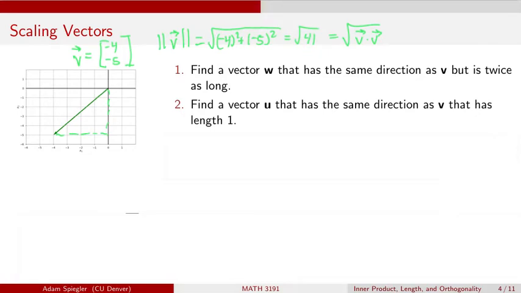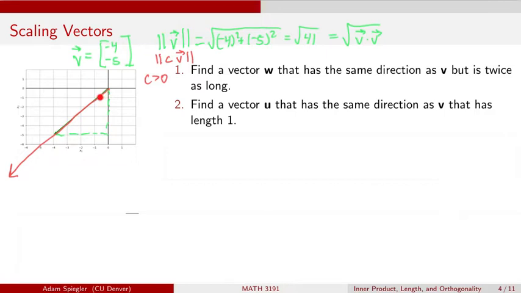Question 1 is asking us, let's find some vector w that has the same direction as v, but is twice as long. So we've got some vector which has the same direction, but is double the length. Well, let's consider what would happen if I were to take this vector v and multiply it by some scalar c, and we'll assume this scalar c is bigger than 0. If I pick a scalar c which is negative, then that is not going to give me a vector which has the same direction. It's going to give me a vector which has the exact opposite direction, so that points up and to the right.